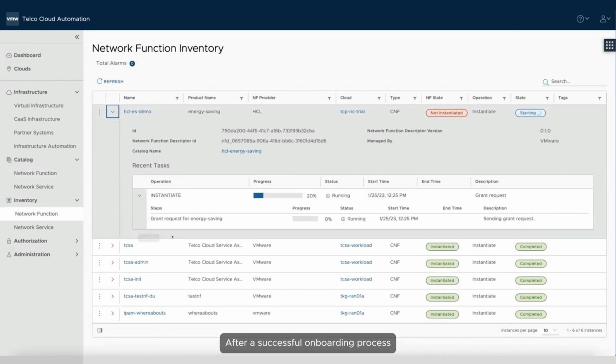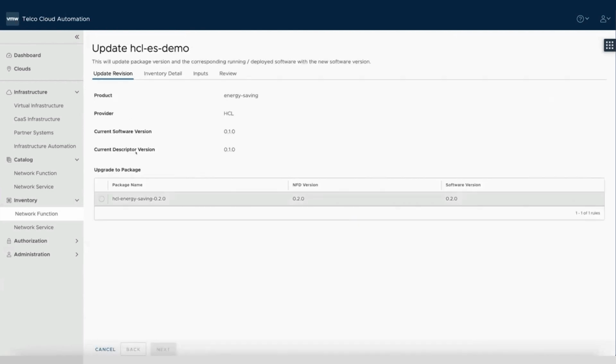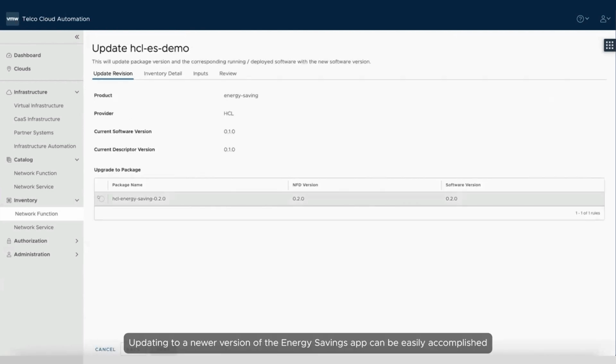After a successful onboarding process, the network functions can be instantiated. Day 2 operations can also be carried out, as demonstrated. In a short time, updating to a newer version of the Energy Savings app can be easily accomplished.